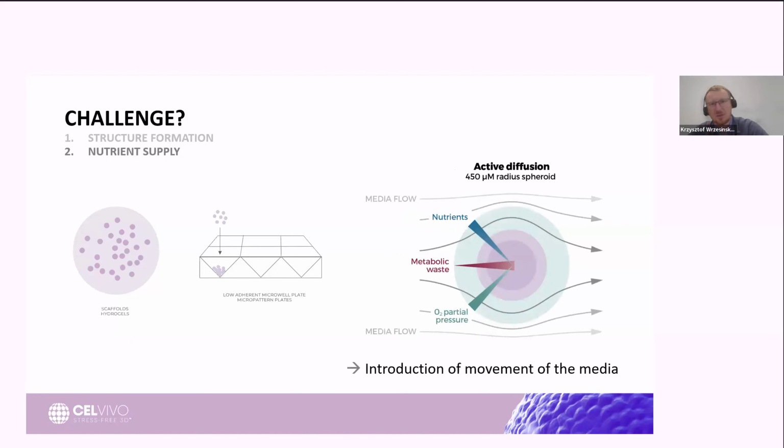All right, so we would like to overcome this hurdle, and we do this by introducing media movement. By introducing the media movement, we are removing the nutrient depletion zone, and we create better conditions for growth. However, introducing the media movement exposes the construct to increased shear stress, and excessive shear stress creates an unphysiological environment.